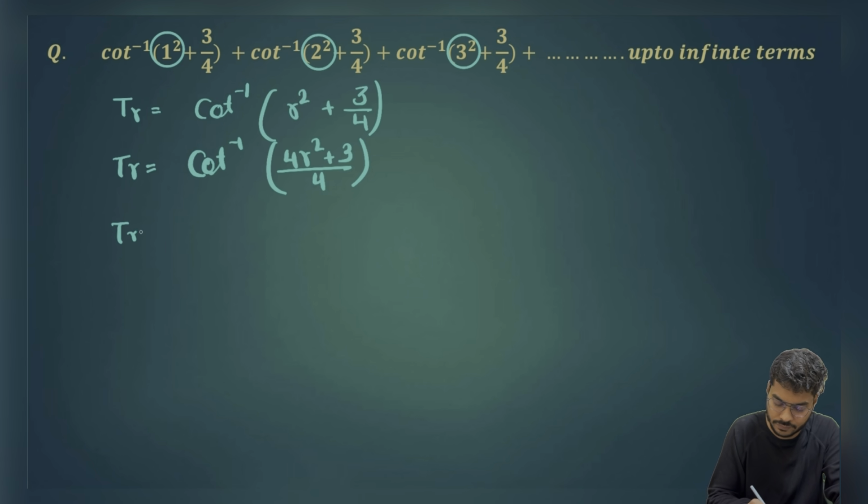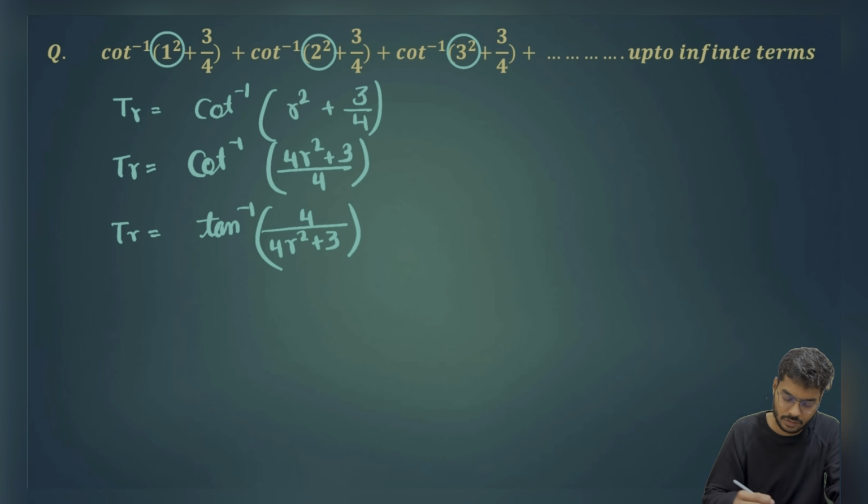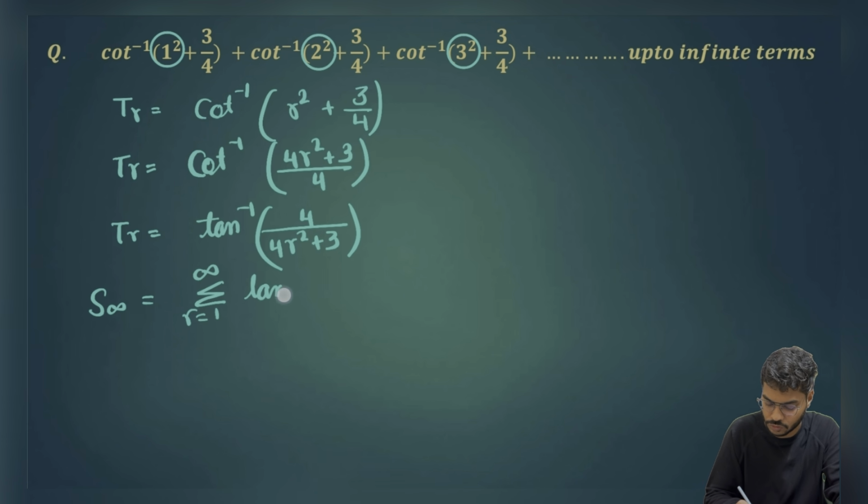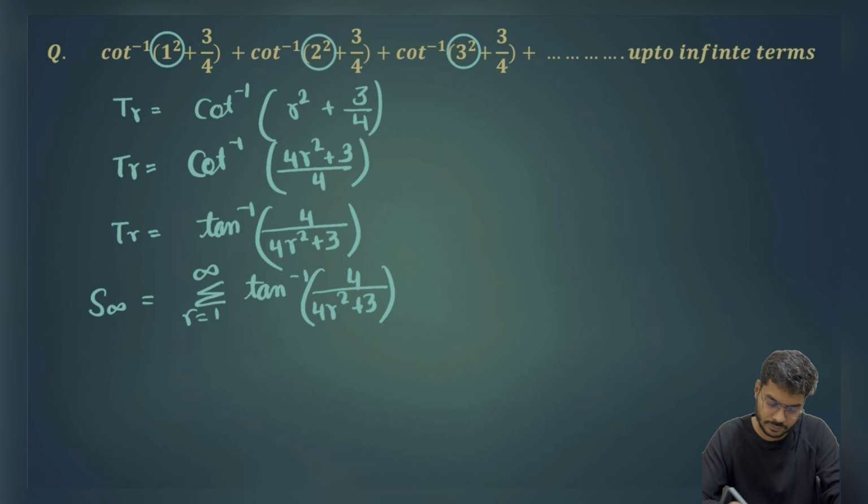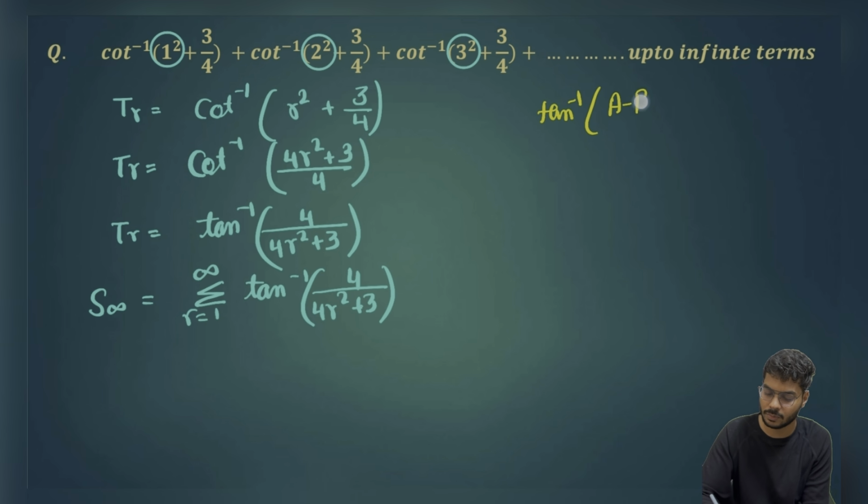Do the reciprocal. I got this thing. What is Sn? S infinity, the summation of the general term up to infinity. So this is our question. Now think how to convert this particular number in that format. Which format? The format is tan inverse of a minus b upon 1 plus ab.